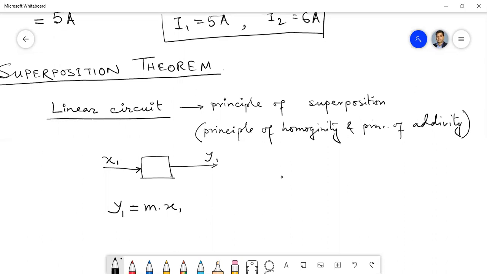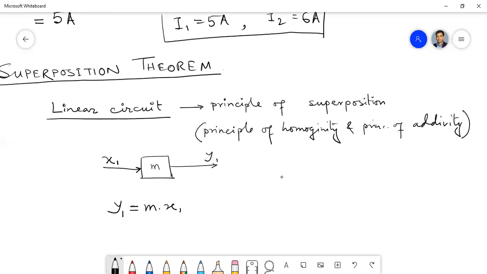How is it coming? Will you please show? No, it is not coming. This is the Y1 principle equals to mx1, so that means we have something in this block which is m. No, it is not coming.